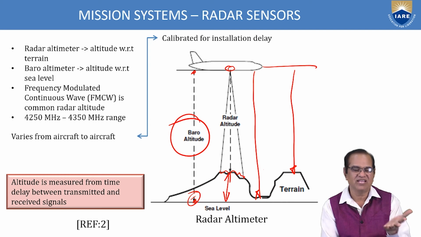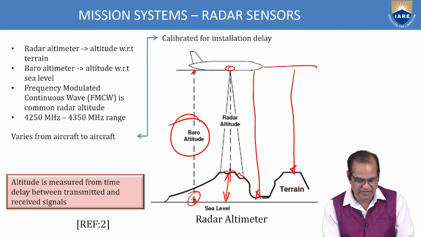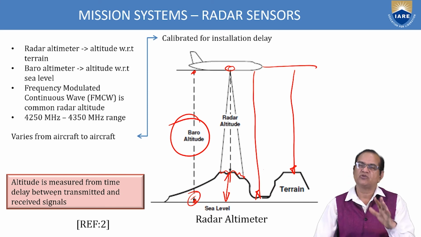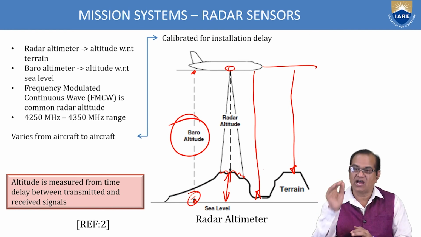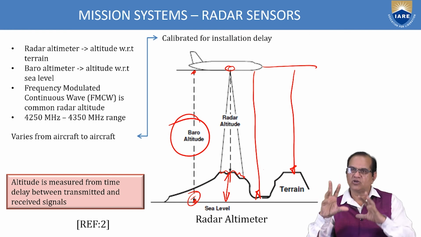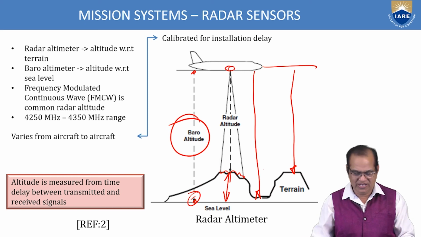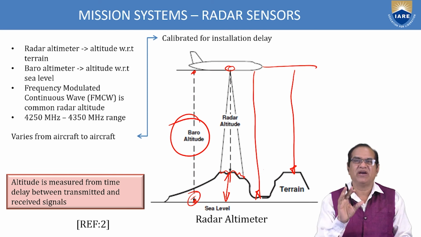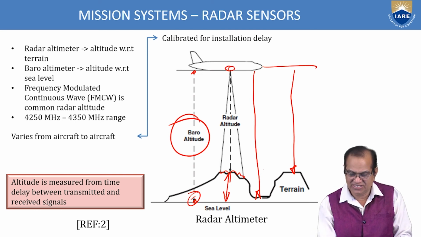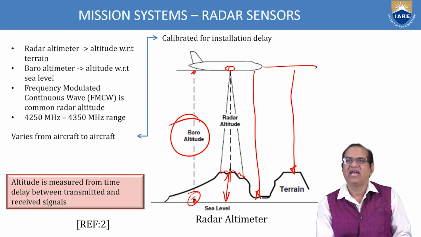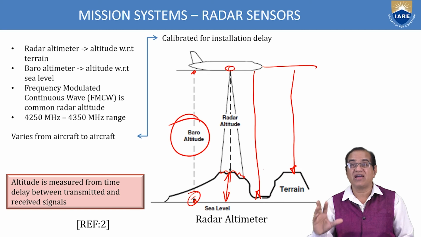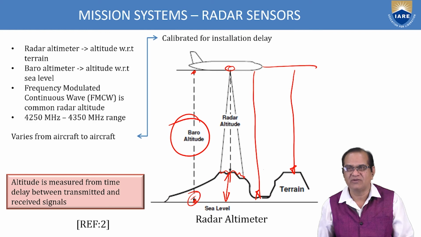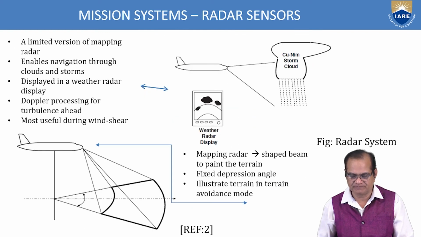We should not think about what frequency they are using. Altitude is measured from the time delay between the transmitted and the received signal. So we can measure how much distance the signal traveled when it is transmitted and comes back. Accordingly, we can find out the height from the aircraft to the given terrain by using the radar system. These radar systems are calibrated for installation delay and for any error in the system, and then only it is displayed.